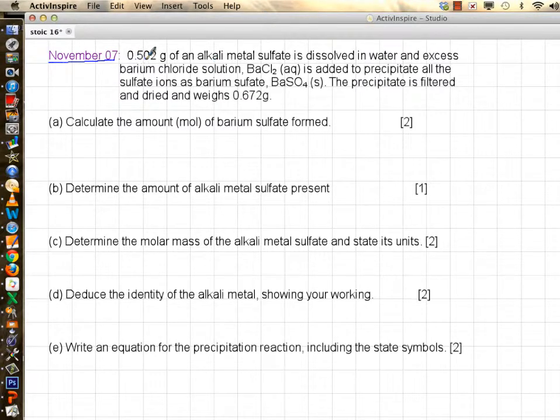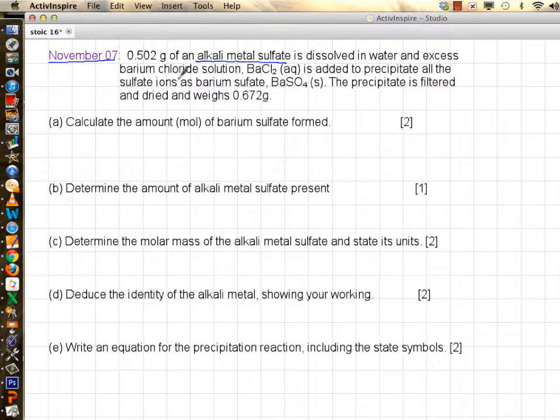You have 0.502 grams of an alkali metal sulfate. Now this is the only challenging part. If you know what the alkali is, which is group 1, and if you know they're 1 plus, and what is sulfate, which is SO4 2 minus, you're almost there and you can solve this problem. Otherwise, you have to hold on until you have a little bit more information about the periodic table.